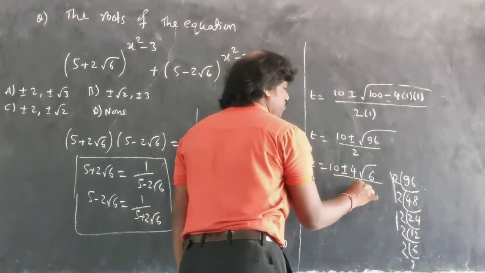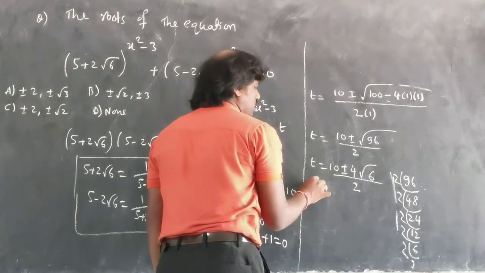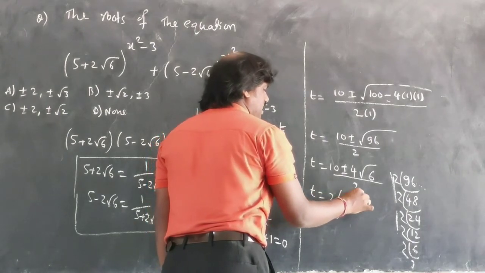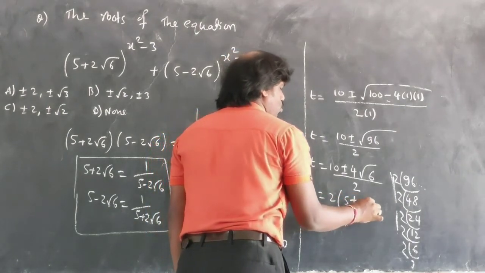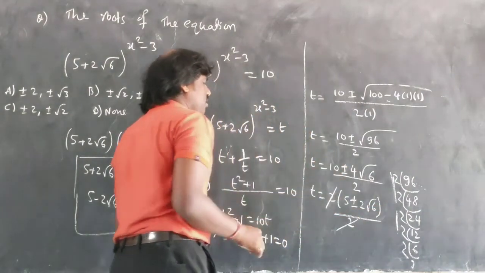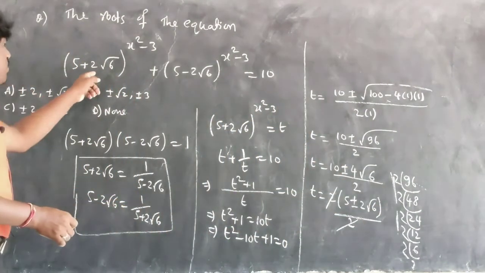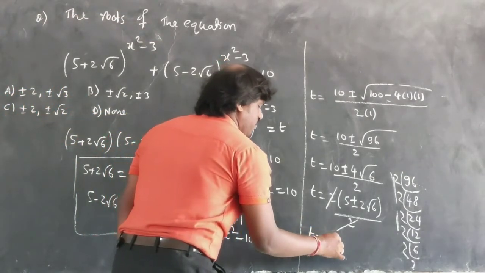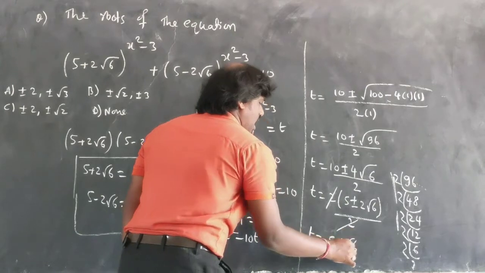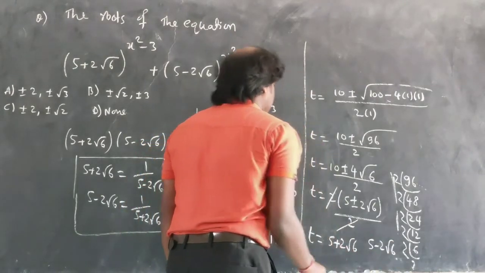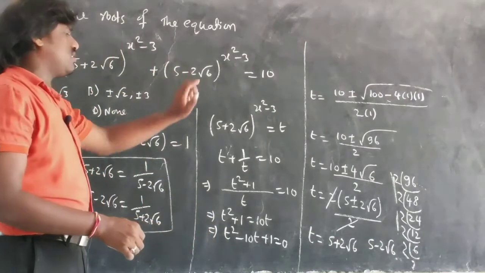divided by 2. So here t is equal to, if you take 2 out common, 5 plus or minus 2 root 6 divided by 2, then this 2 cancels. So 5 plus 2 root 6, 5 minus 2 root 6 is the t value. I am getting t as 5 plus 2 root 6, or 5 minus 2 root 6. That is the t value, meaning the solution of this is that.